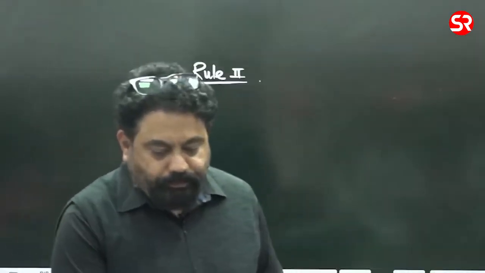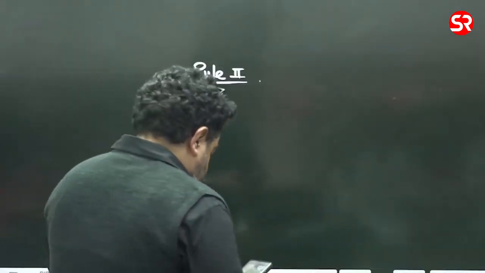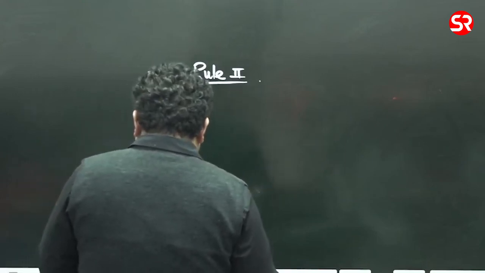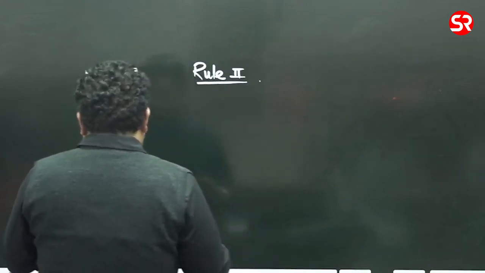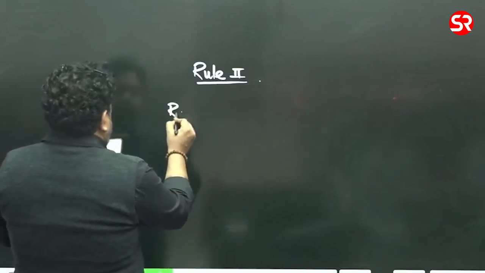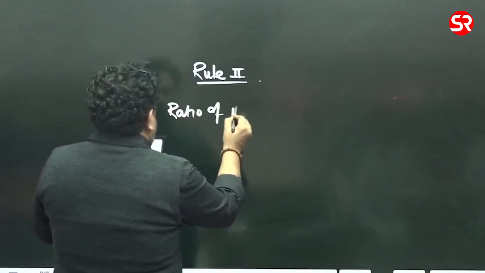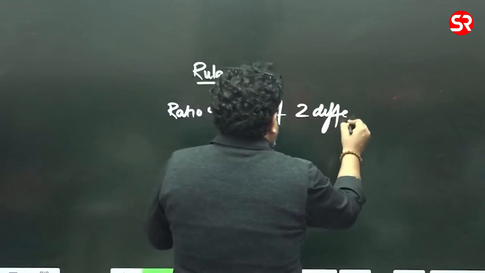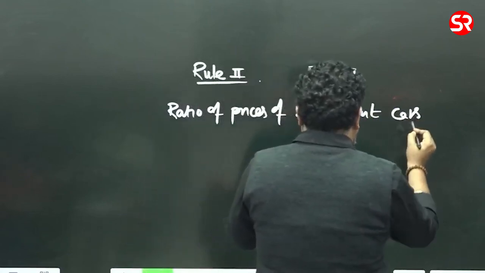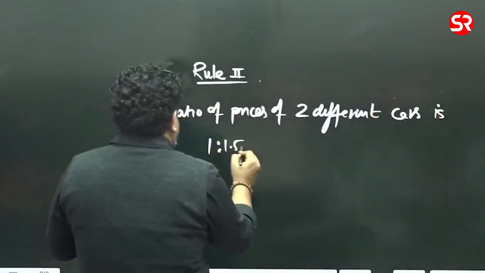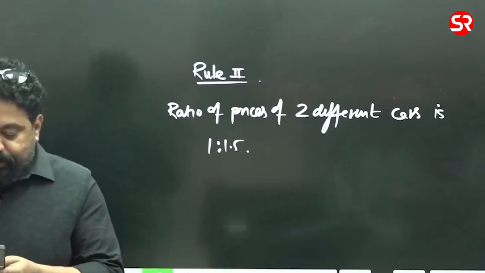I'll give you a question. So the question is: the ratio of prices of two different cars is 1:1.5.